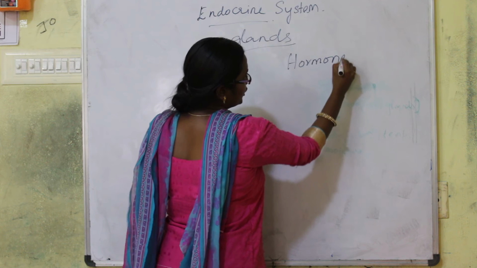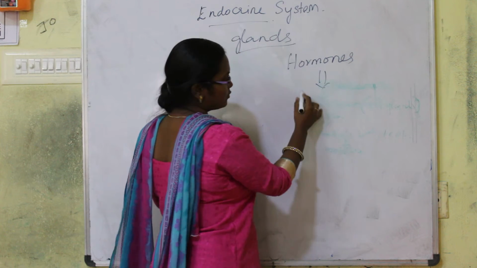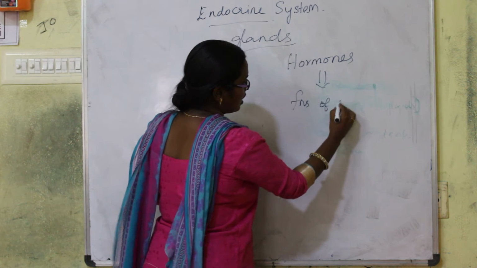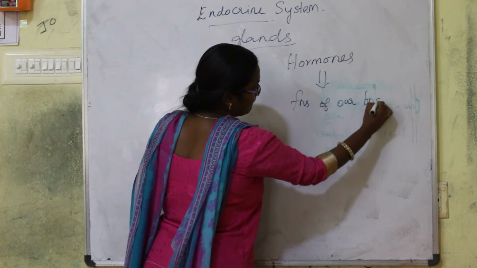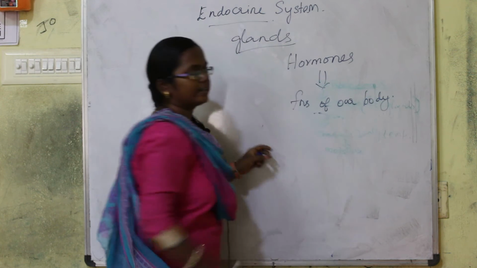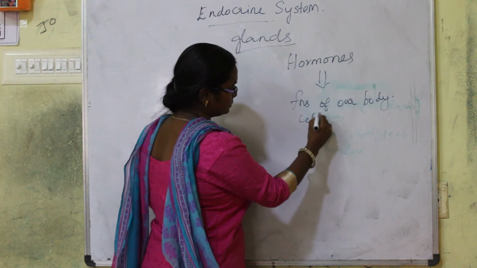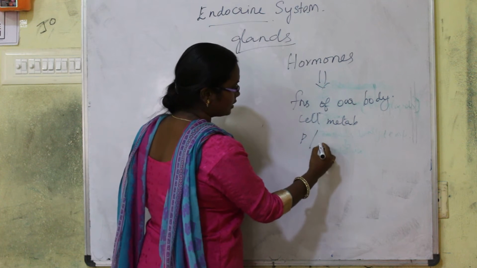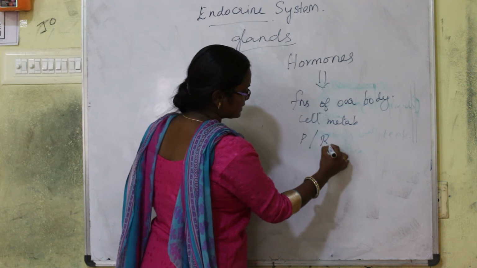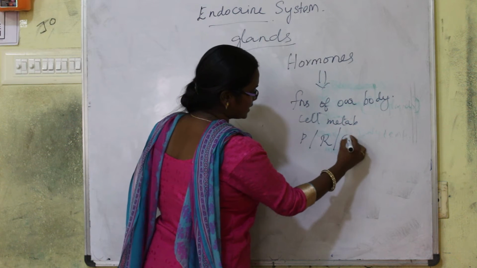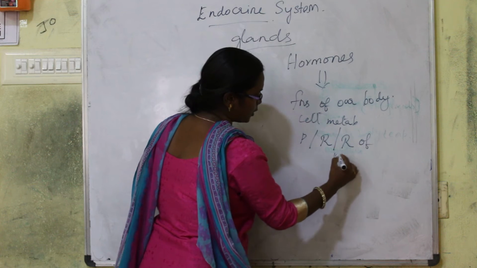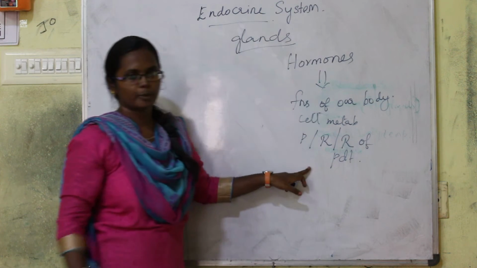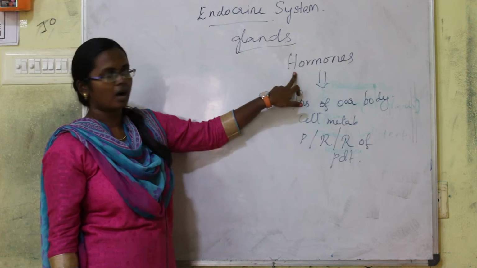Hormones are used for functions of our body, like cell metabolism and production, release or reduction of a particular product. These are some applications of hormones.